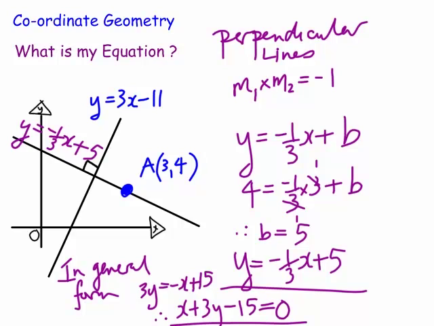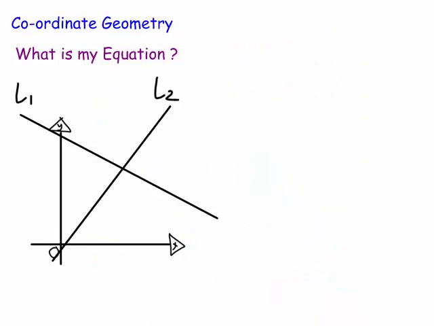Okay. Now let's look at the next situation. This is a bit more advanced. But here I have two lines. And this is a situation where I want to find the equation of a line through the intersection of two other lines. The intersection obviously is here. And we don't know what its coordinates are. We could find its coordinates by solving the two lines simultaneously.